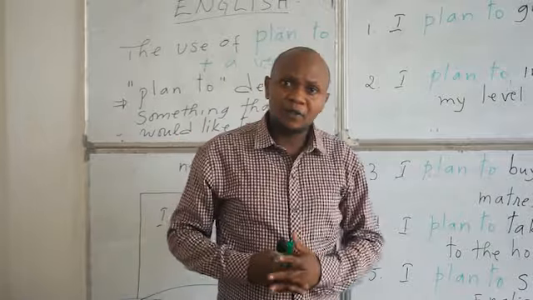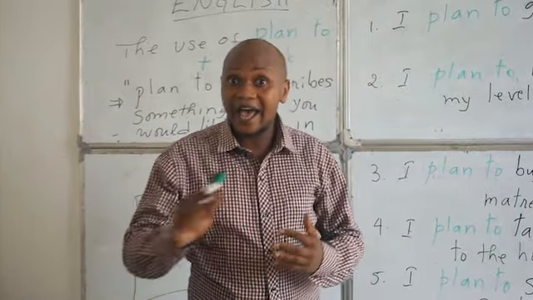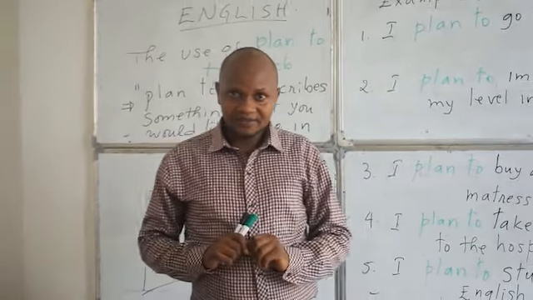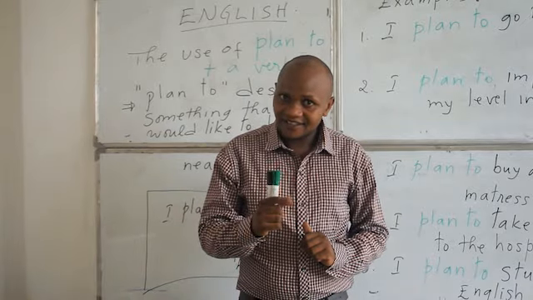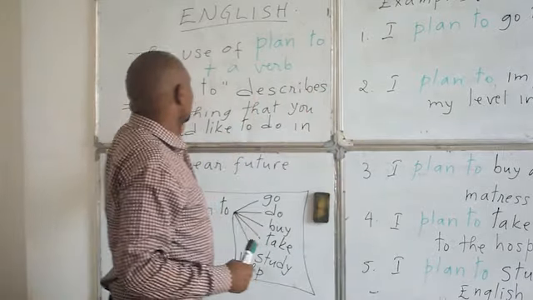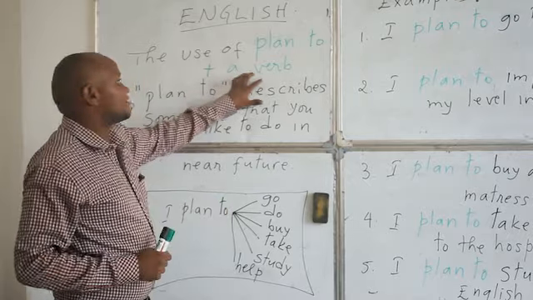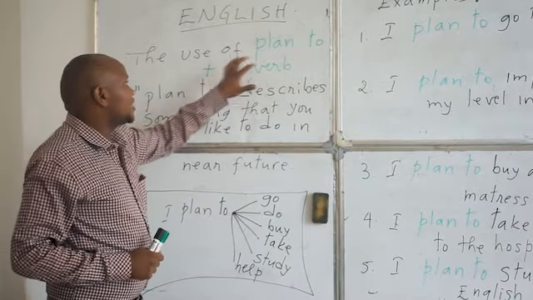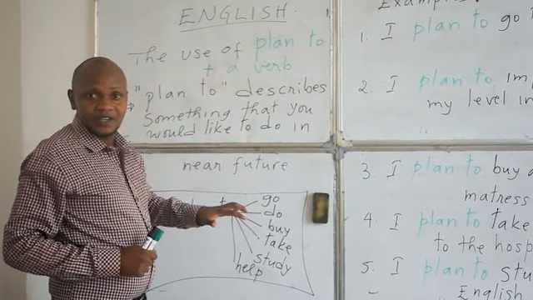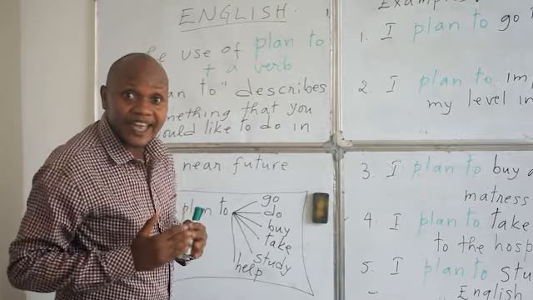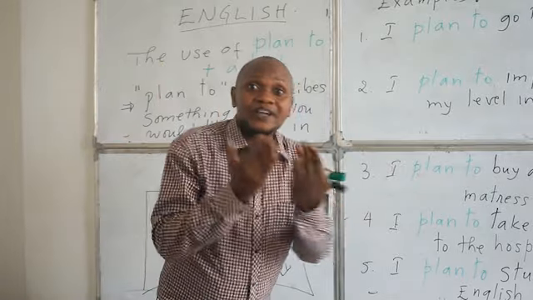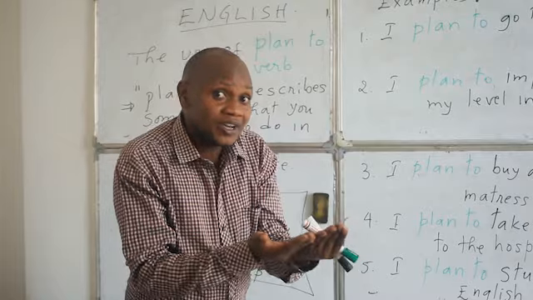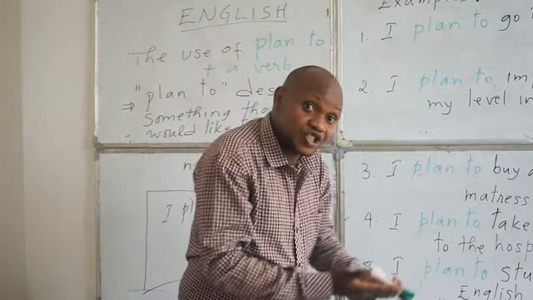We are going to start from the use of I plan plus infinitive. Are you ready? Good. This is the use of I plan to plus a verb. I plan to plus a verb. Did you know that when you say I plan to go there, you are describing something in near future? Something that you are going to do in near future?